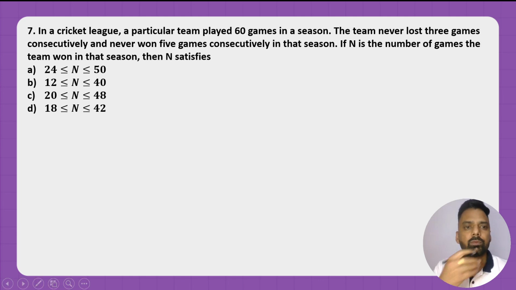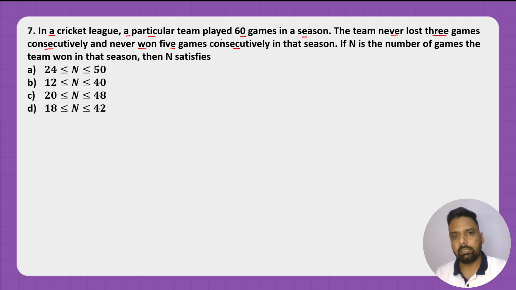Okay, next situation is in a cricket league. A particular team played 60 games in a season. ठीक है, in a cricket league, a particular team played 60 games in a season. The team never lost 3 games consecutively and never won 5 games consecutively. ठीक है, तो जो टीम है total they played 60 games in a season, but the team never lost 3 games consecutively and never won 5 games consecutively. If n is the number of games the team won in that season, तो n satisfy which of the condition?